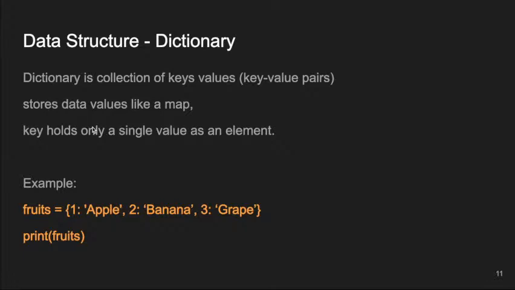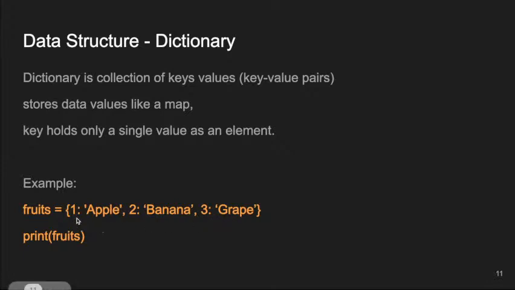You can use them like a map to store values, so they store data like a map, and then each key holds a single value as its element, and this is an example here. So if you have a dictionary called fruits, this is how you can declare it. For a dictionary, we use the curly braces, and then you can see that we have a key and then a colon and then the value, a key, a colon, and then a value.